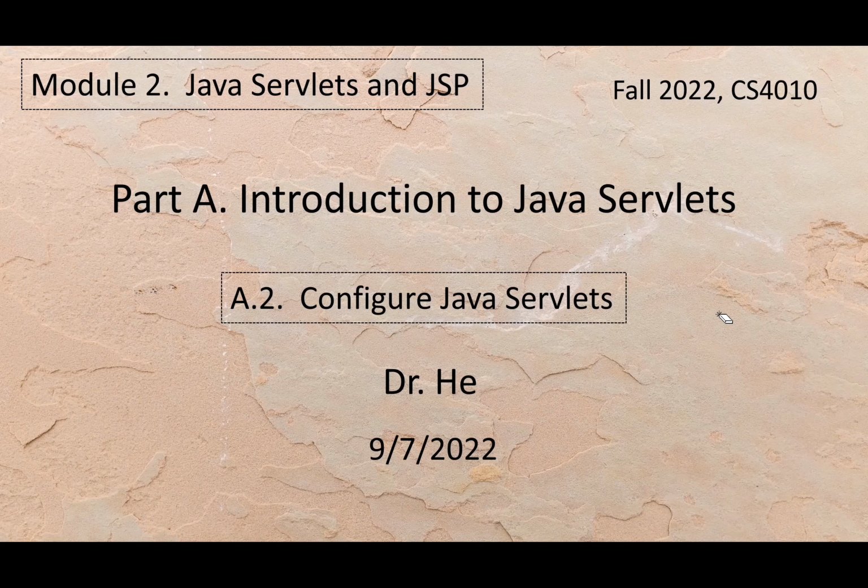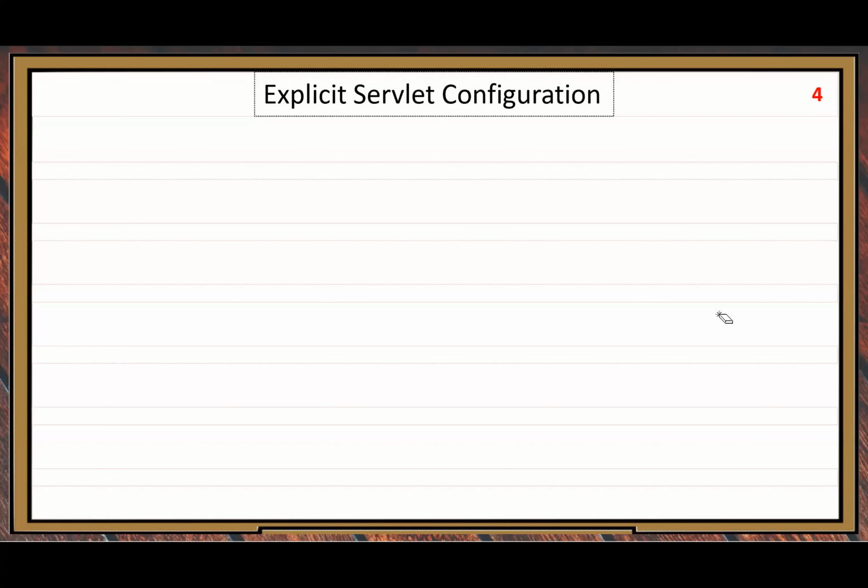Java servlets, this topic. I mentioned in the notes that there are two different ways, but here I want to show you how to do it in these two ways. All right. The first way, we call it explicit servlet configuration. Explicit and implicit. Explicit, you can see the configuration details. All right, let's see what kind of detail.